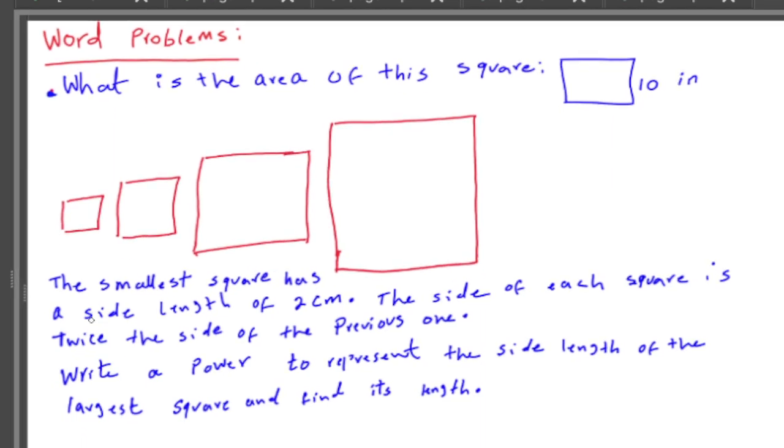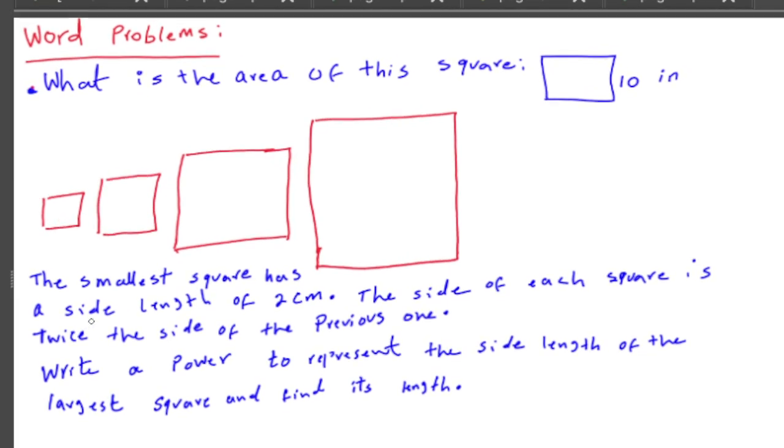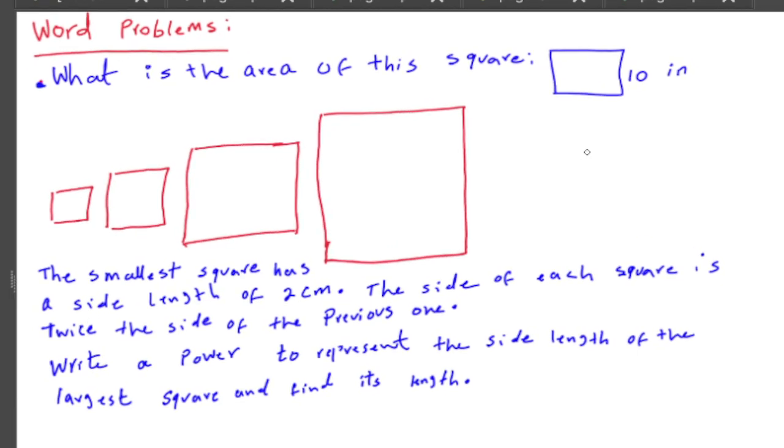Okay, next let's look at some word problems. What is the area of this square? So we are looking at the geometric shape. So the square, the side length is 10 inches. So we know the area is going to be side length squared, which is our formula to find the area of a square. So here our length is 10. It's squared. So area is going to be 100 square inches.